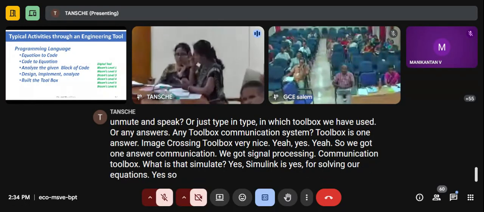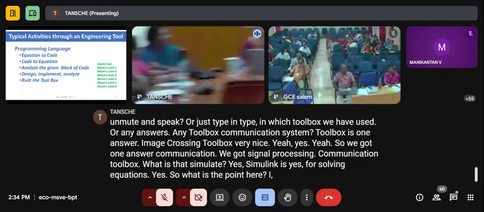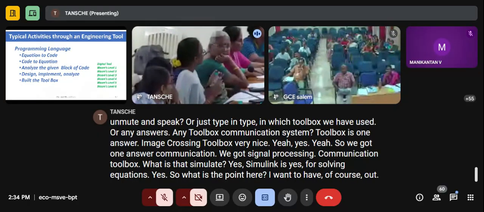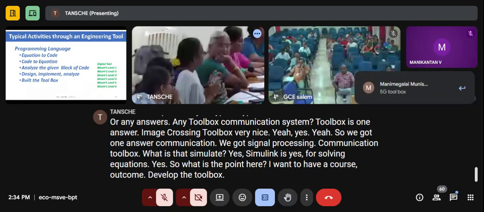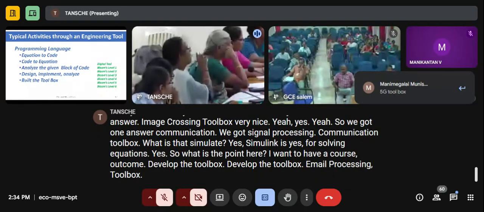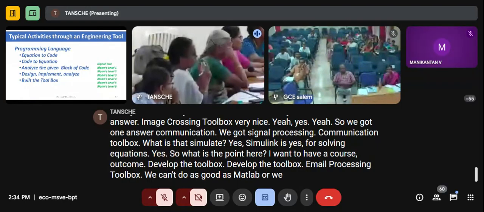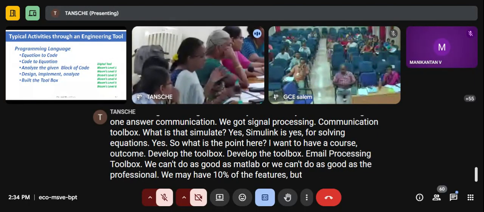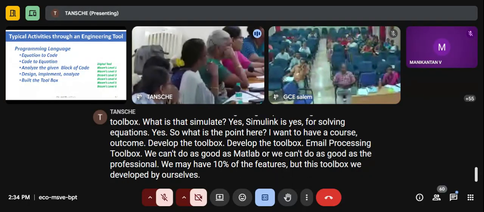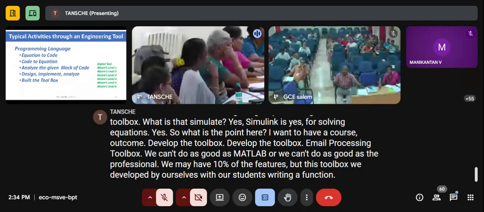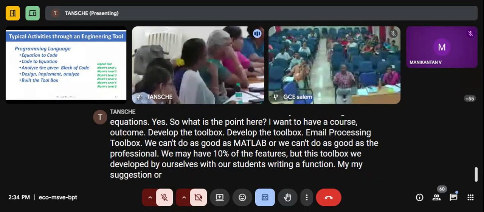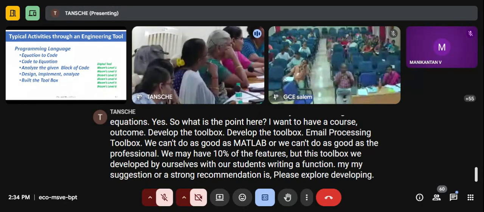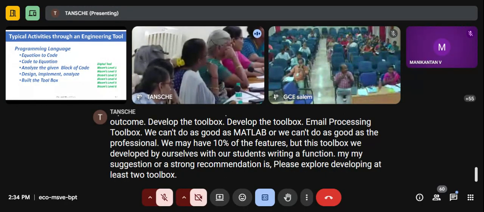So what is the point here? I want to have a course outcome: develop the toolbox. Image processing toolbox, we can't do as good as MATLAB, or as good as the professional. We may have 10% of the features, but this toolbox we developed by ourselves with our students writing a function. My strong recommendation is, please explore developing at least 2 toolboxes in the whole curriculum.